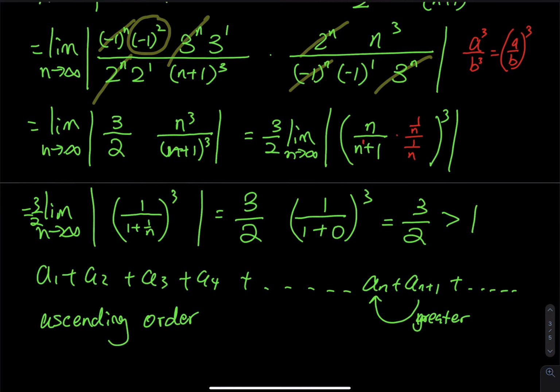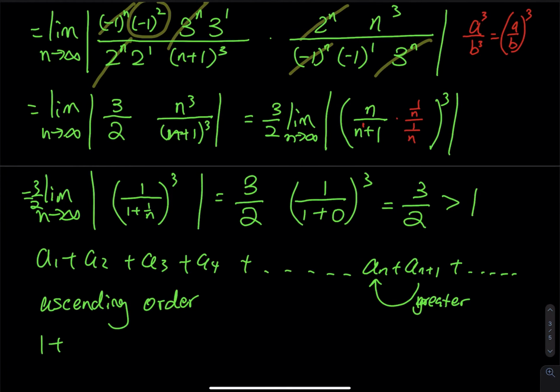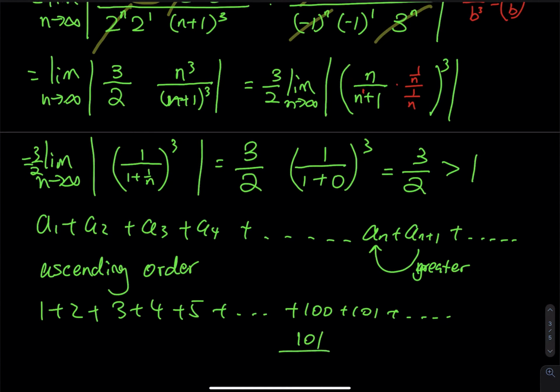So for example, if you're adding up numbers like 1 plus 2 plus 3 plus 4 plus 5, and then you keep on going, plus 100 plus 101, and then you keep on going. So you take the next term divided by the previous term, that is greater than 1. That means the numbers are in ascending order.